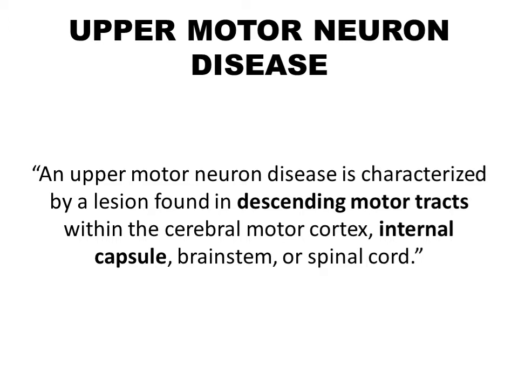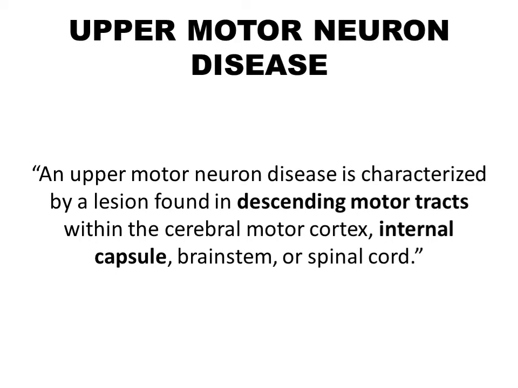The flashcards define upper motor neuron disease as a lesion found in descending motor tracts within the cerebral motor cortex, internal capsule, brainstem, or spinal cord. I'm going to review the terms in bold in future slides, but I want you to think about how upper represents the higher central nervous system structures.